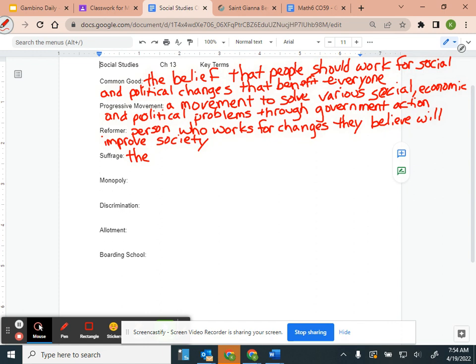Suffrage is the right to vote. So we will be learning about the suffragists of the early 1900s. The suffragist is the person working to get that right to vote to all people. Because we know when our country first started, it was just white men who had that right to vote. And then they moved to include, once the slaves were freed, African Americans, moving to include Native Americans, American Indians, moving to include women. So the suffragists work for that right to vote.